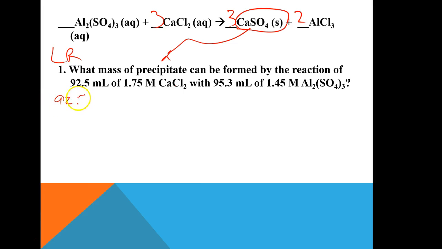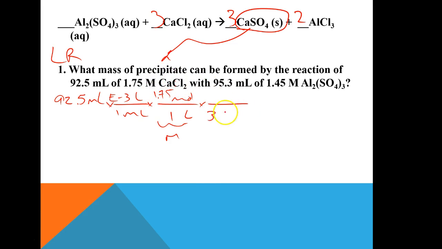Start with your volume. We're going to change from milliliters into liters. And then we're going to change from liters into moles. And again, that's molarity. Put a 1 by the liter, 1.75 moles. Calcium chloride is 3CaCl2 from the balanced equation. And you're trying to find your solid, so that's the 3CaSO4. And then the last step is 1 mole into grams, because they're asking about mass. Like I said, most of these are going to be asking about mass. 136.2.